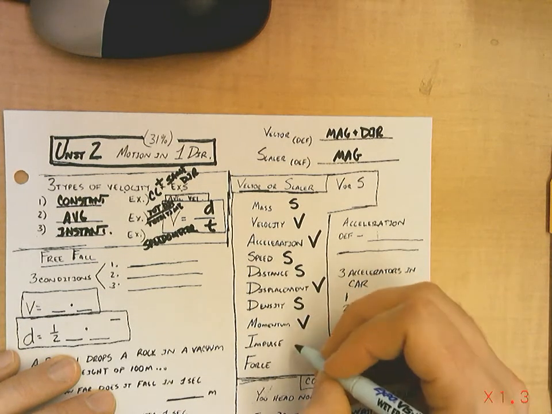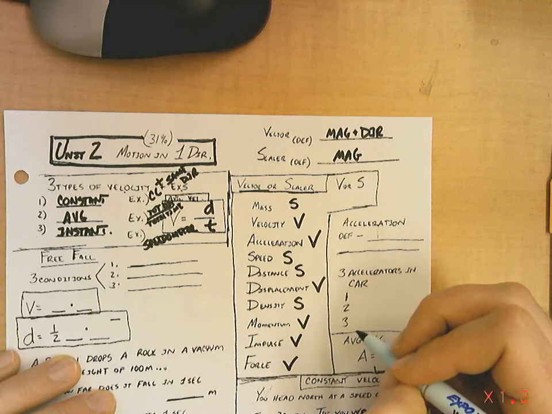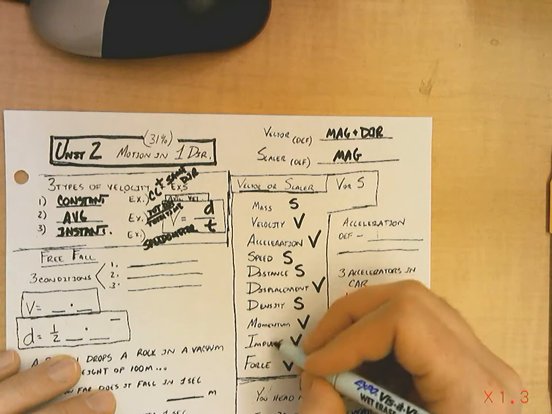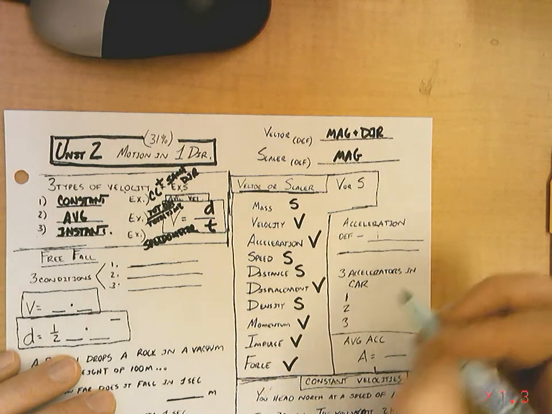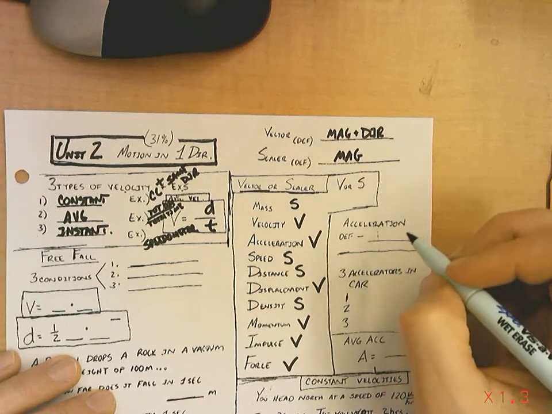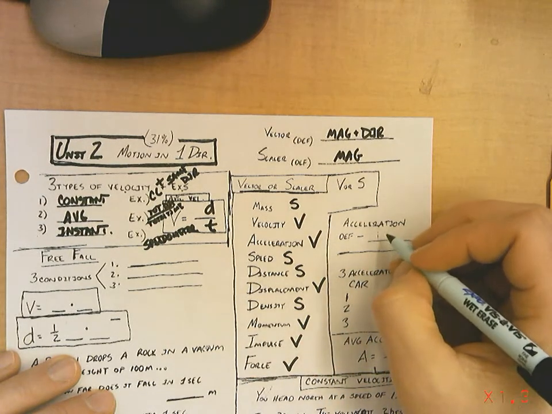Momentum, vector. Impulse, vector. Force, vector. So all these are vectors. Remember, these are almost the same thing, momentum and impulse. We really haven't studied that yet. We didn't quite make it that far this year, but you're still held responsible for it. Just knowing if it's a vector or scalar in the units.